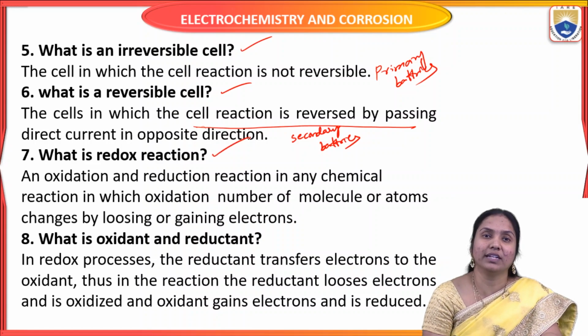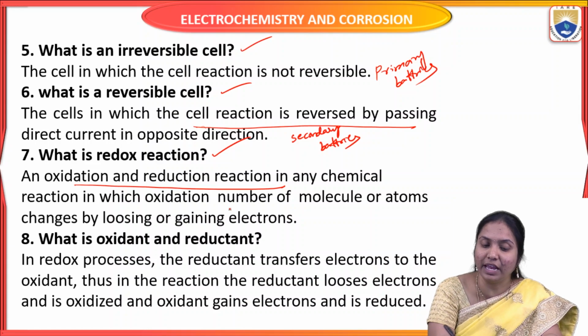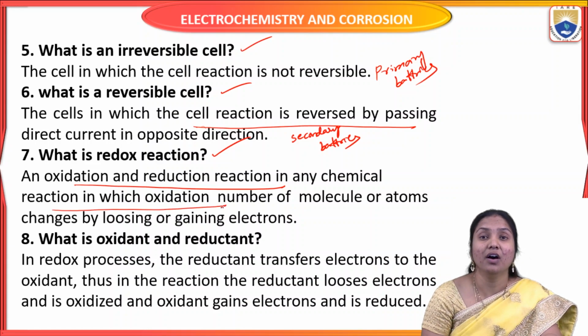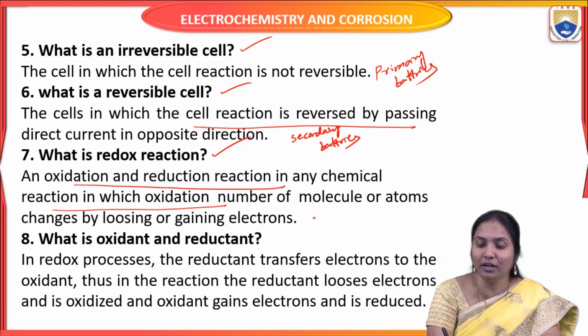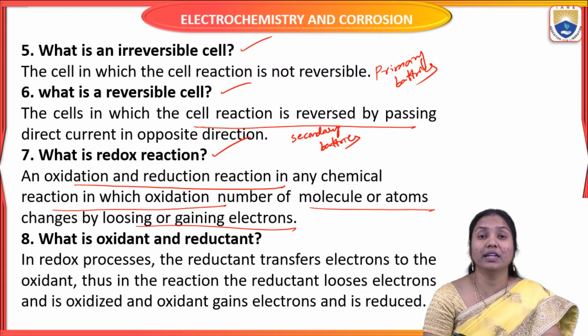So what is a redox reaction? An oxidation and reduction reaction. So what is the meaning of oxidation? Loss of electrons. Reduction, gain of electrons. So an oxidation and reduction reaction is any chemical reaction in which the oxidation number of molecules or atoms changes by losing or gaining electrons. So redox reactions mean that in that cell both oxidation and reduction reactions take place.